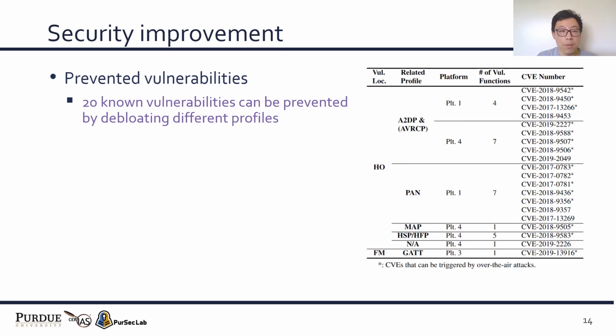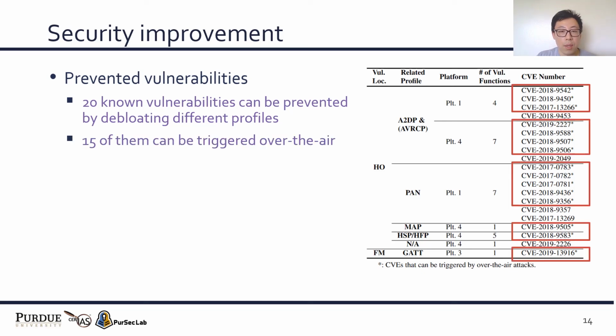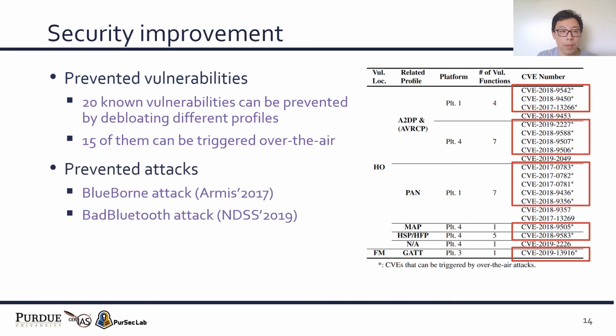Through debloating different profiles, LIGHTBLUE can prevent 20 known vulnerabilities, as the table shows. And out of the 20 vulnerabilities, 15 of them can be triggered over the air. Through debloating the unneeded profiles, LIGHTBLUE can prevent attacks like BlueBorne and BadBluetooth.